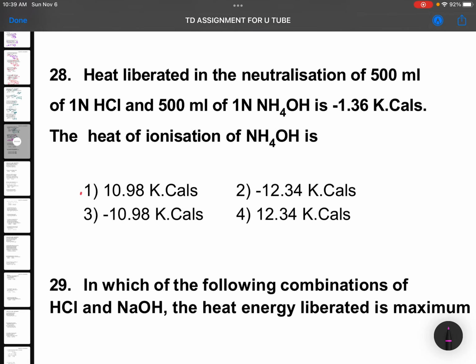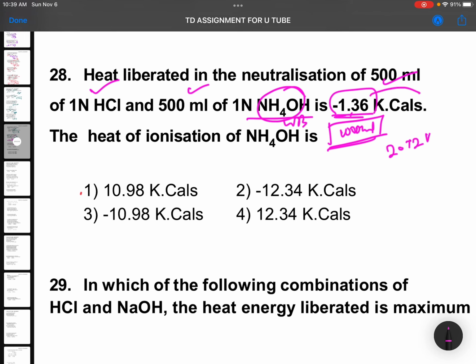This kind of question you can expect. Heat liberated in the neutralization of 500 ml of 1N HCl and 500 ml of 1N NH4OH is 1.36. With 500 ml of 1N, this is a weak base, so it is 13.6. For 1000 ml, how much will it be? 1000 ml means 1 equivalent. So that is double of this, 2.72.